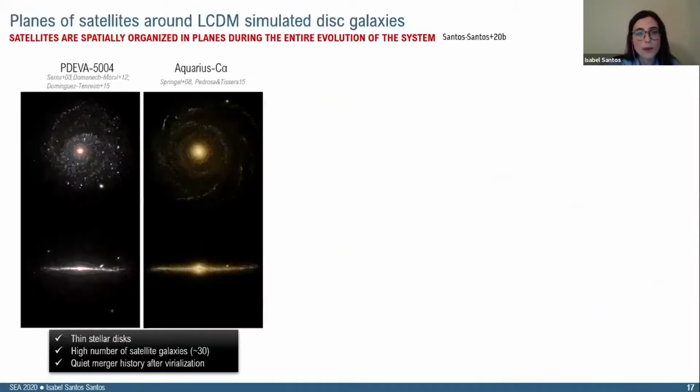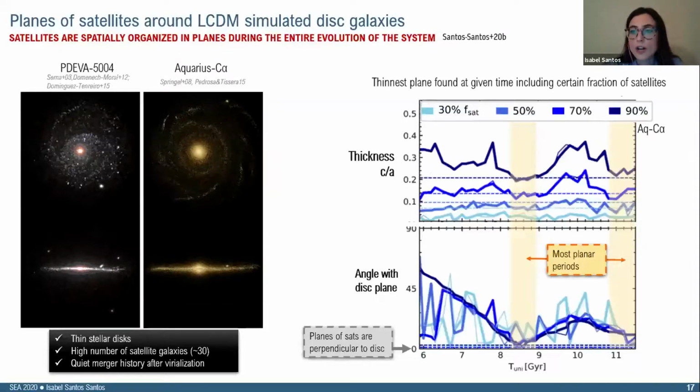We applied our method to 2 simulations of disk galaxies, PDEVA 5004 and Aquarius C alpha. These are Milky Way type galaxies that have thin stellar disks, a high number of satellites, and a quiet merger history. In this figure, I show the thinnest plane of satellites found at a given time, including a certain fraction of satellites.